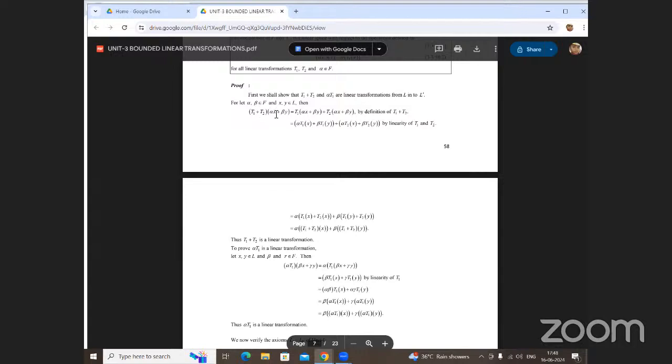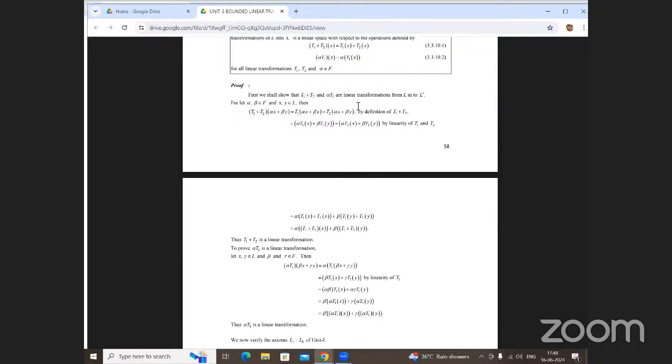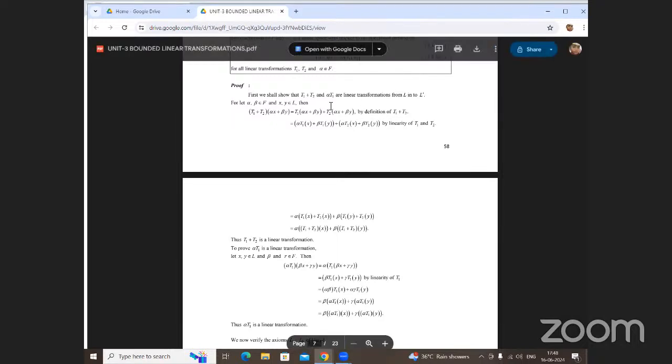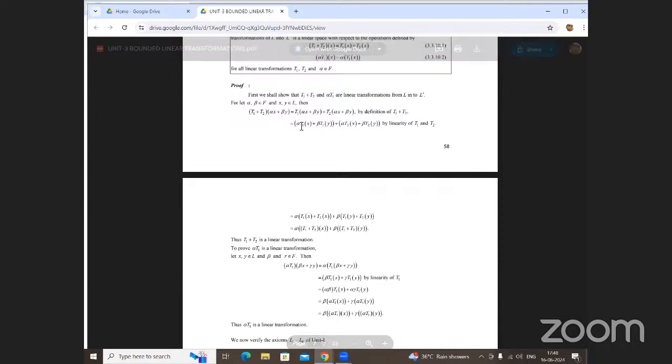So T1 plus T2 of alpha x plus beta y, that is T1 of alpha x plus beta y plus T2 of alpha x plus beta y. So this can also be written as alpha into T1 of x plus beta into T1 of y, again plus alpha into T2 of x plus beta into T2 of y. All scalar elements are taken to the outside. Here alpha and beta are field elements, both are field elements.